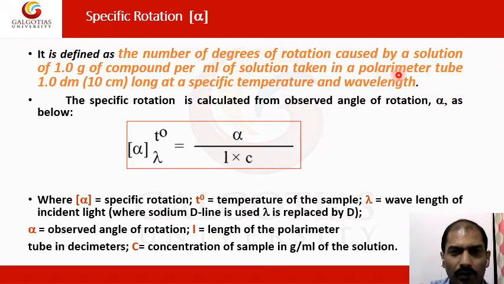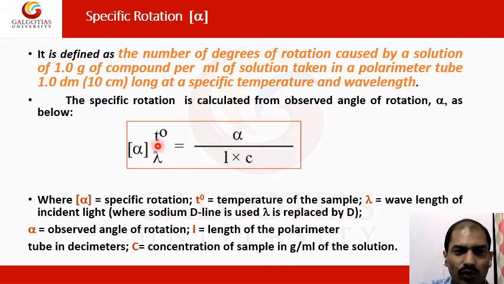In a polarimeter tube, the length is given here as 10 centimeters, or when you are going with a numerical problem, you have to take it in decimeter units. This is at a specific temperature and wavelength, whatever is specified for analyzing that sample. So the specific rotation is calculated from the observed angle of rotation.